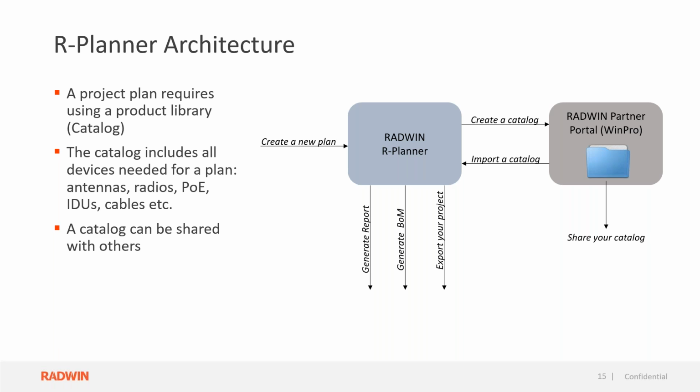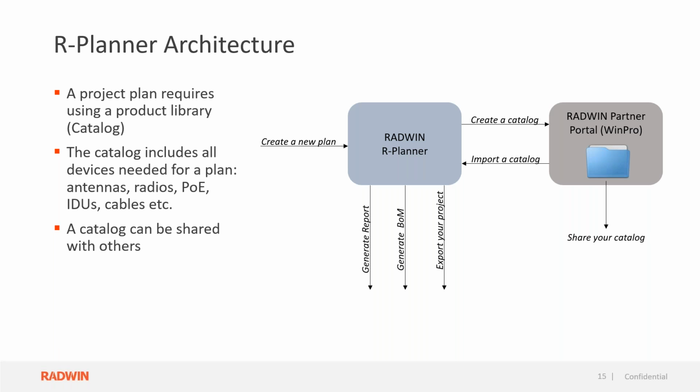Now, the App Planner architecture is based on a project plan that requires using a product library catalog. The catalog includes all devices needed for a plan: antennas, radios, PoE, IDUs, cables, etc. The catalog can be shared with others.